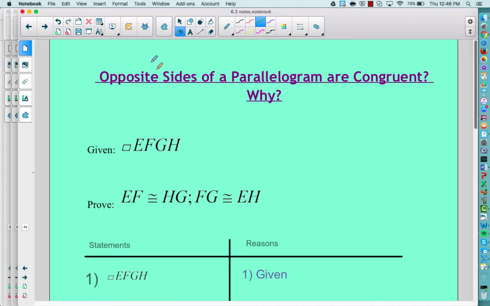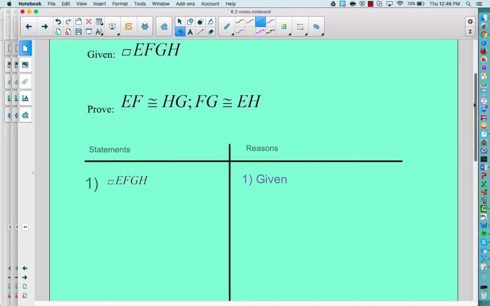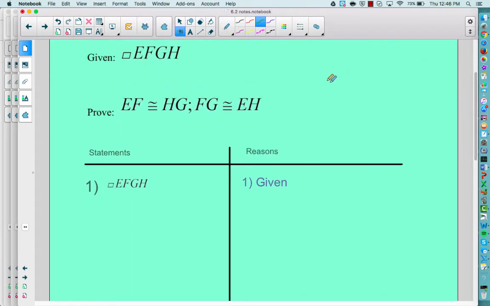So the first property is the question I ask you: are opposite sides of a parallelogram congruent, and why? All right, so how do we determine if that's actually true? So we're going to start by looking at the given, a proof. We're going to prove that opposite sides are congruent. So the first thing you may notice is there's no diagram.